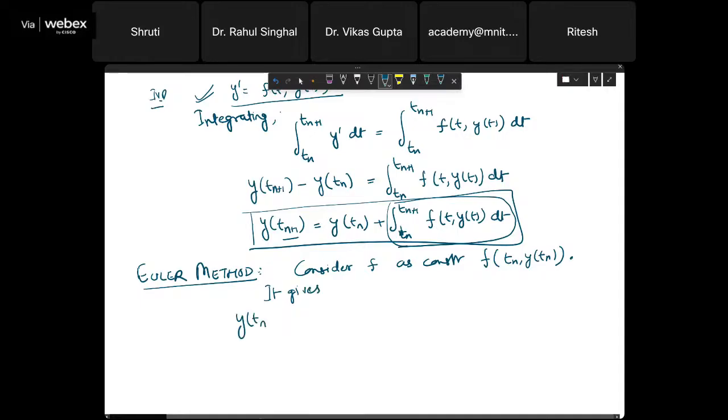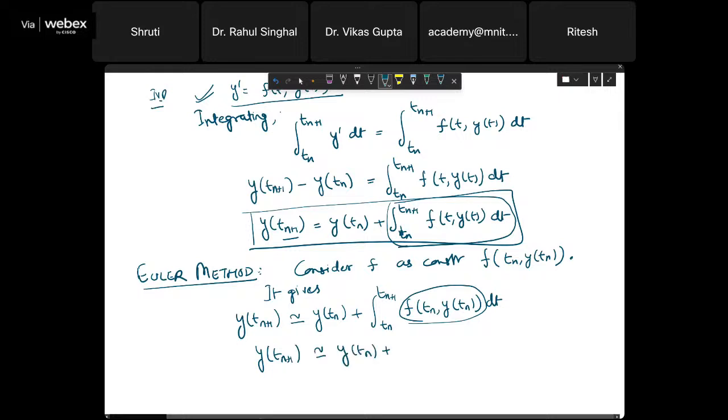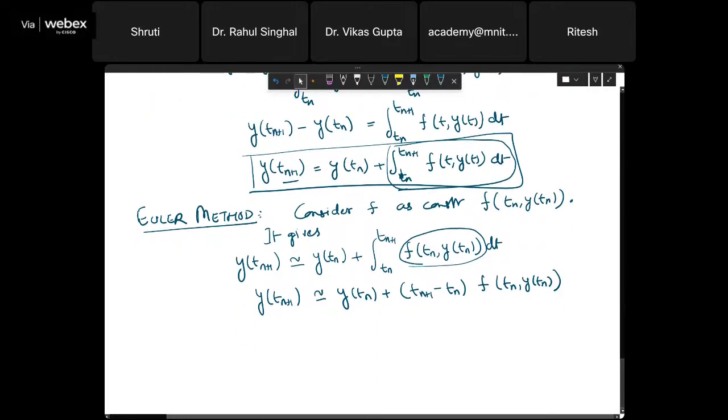y of T_{n+1} is approximated now as y of T_n plus the integral from T_n to T_{n+1} of f of T_n, y of T_n. Right? And now since it is a constant term, this can be taken out, and then simply the constant will be integrated and we will put the limits, and that is what gives you the approximate value here as y of T_n plus T_{n+1} minus T_n multiplied with f of T_n, y of T_n. Okay? So this is the approximate value here.